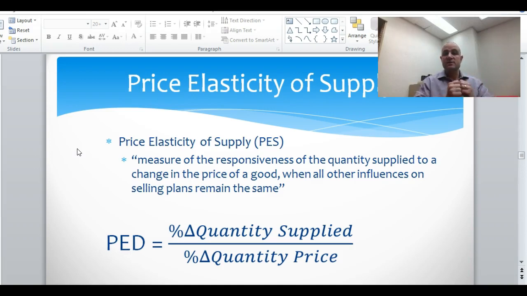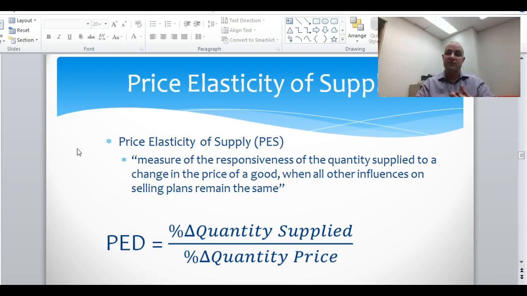Now this number is always going to be positive because you remember your upward sloping supply curve, and as price goes up, quantity supplied goes up. Price goes down, quantity supplied goes down. So this is just a measure there.